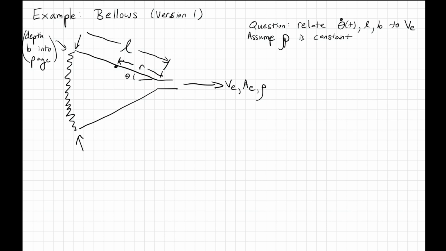All right, the next example I'm going to do has a moving boundary that is sort of impossible to remove from the problem by a change of coordinate systems. So this is a classic example. This is a bellows. This is a pair of bellows.